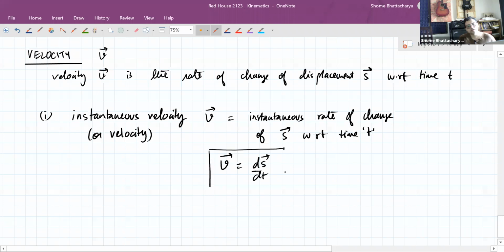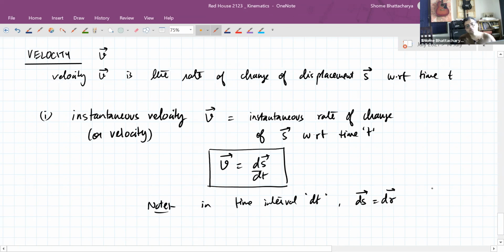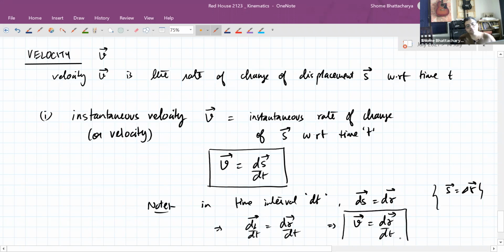Now, before you write this down, one important thing here is that in a time interval dt, the displacement ds is nothing but dr, because in general s is delta r. So in a small interval of time dt, it is dr. That's why what we write as ds by dt is the same thing as dr by dt. So instantaneous velocity is also the instantaneous rate of change of position with respect to time.